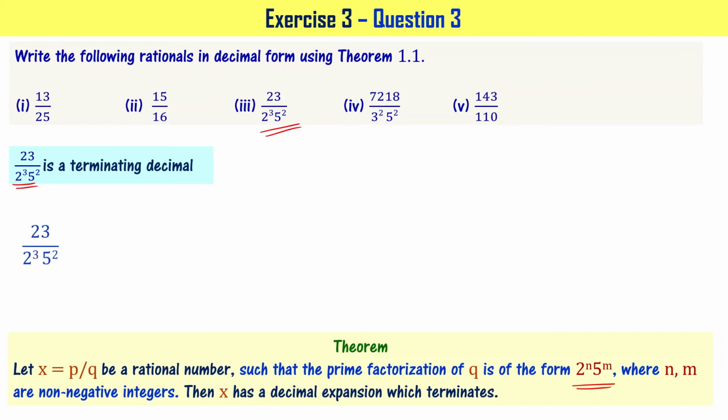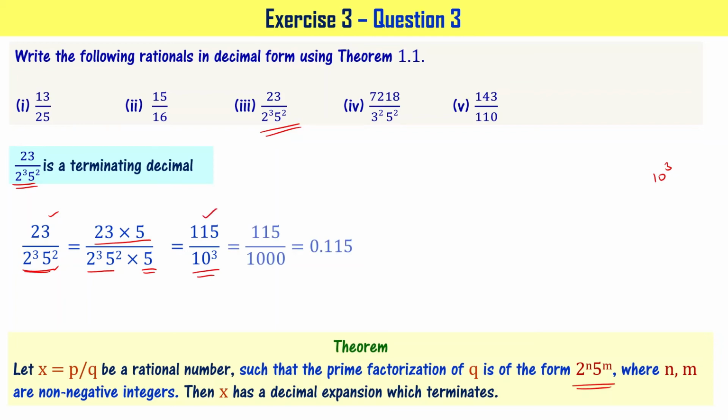23 divided by 2 cube times 5 square. If you want to convert this into 10 cube, what you have to do is multiply both numerator and denominator with 5. Let's do that. 23 times 5, and this is 2 cube times 5 square times 5. Now the denominator you are going to have is 10 cube, right? And the numerator is 115. So 115 divided by 1000 is equal to 0.115. Got it?